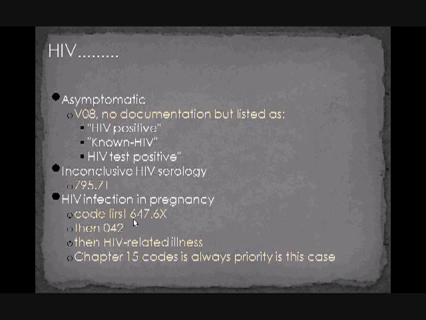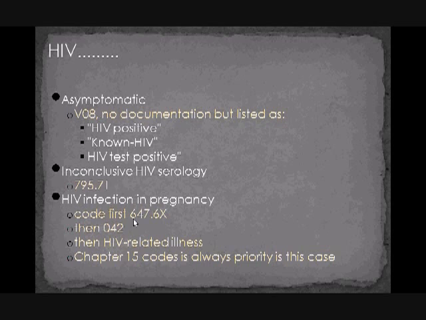As with most things in coding, there are usually exceptions. There are two exceptions in the book. First exception is any code that comes from chapter 11 of volume 1. Chapter 11 deals with complications of pregnancy. And any code that comes from chapter 15, which deals with the baby, those codes always take precedence. It means that those codes always come first, no matter what.